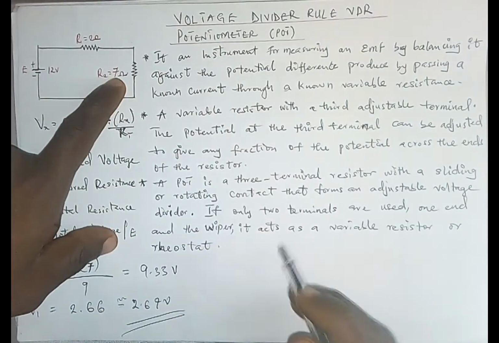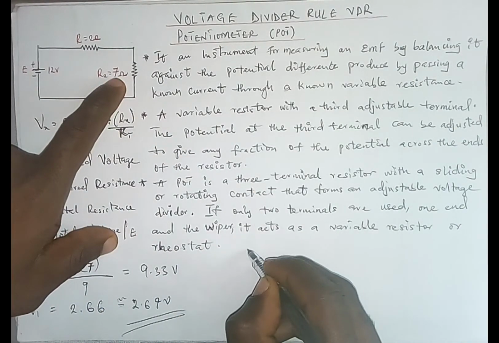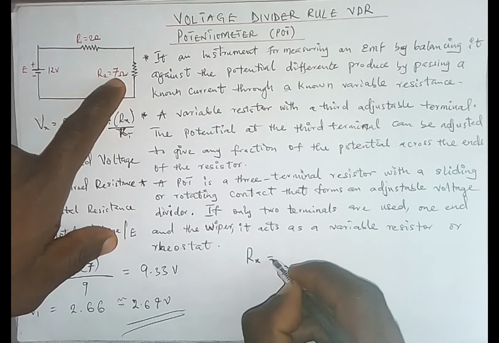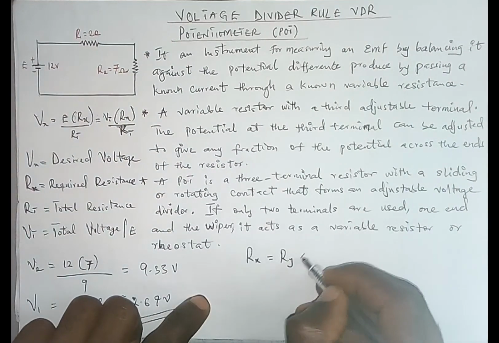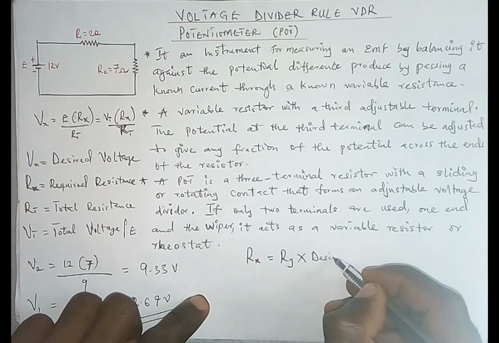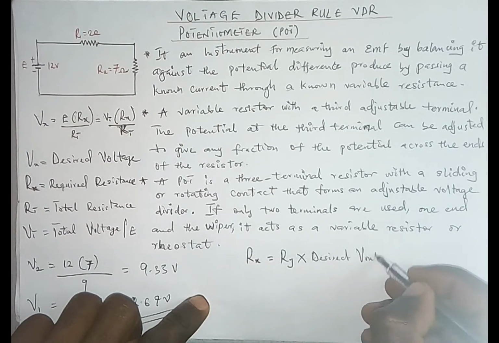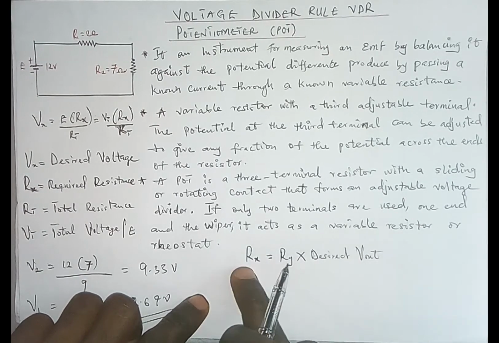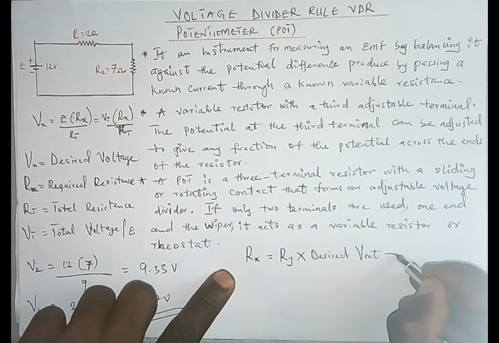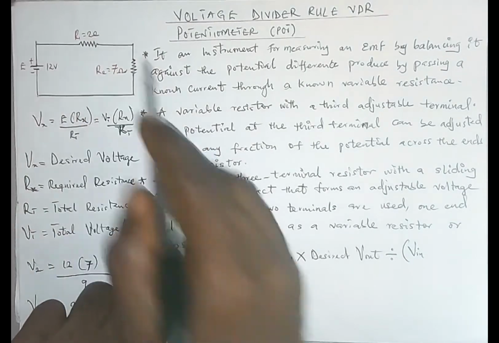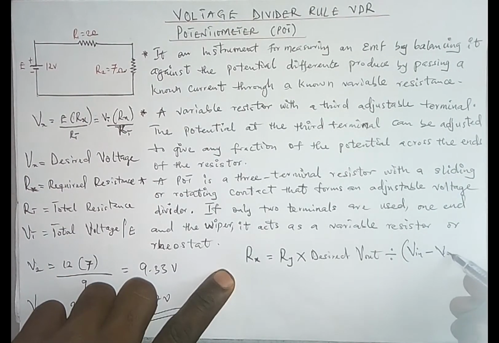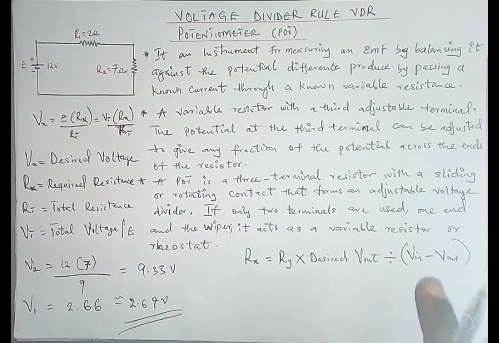Okay, let's quickly take a look at the equation. In this case, the equation will be: Rs, which is the required resistor, is going to be Ry, which is the second resistor, times the desired voltage out, the voltage that we need to get at that particular resistor, divided by the voltage in, which is the source, the voltage that enters into the circuit, minus the voltage out, that's the one we need from the resistor. So that is what we are going to apply.